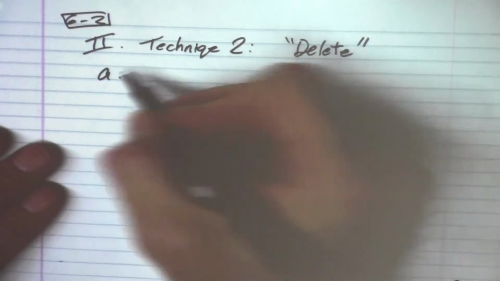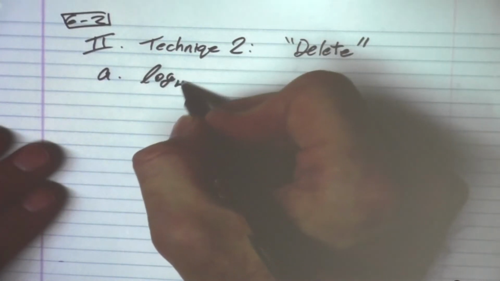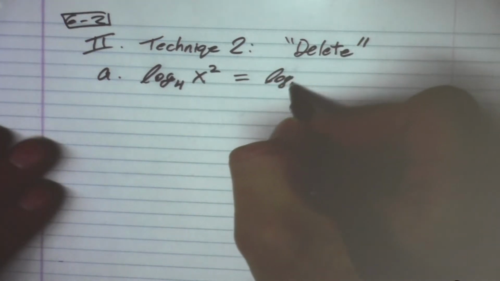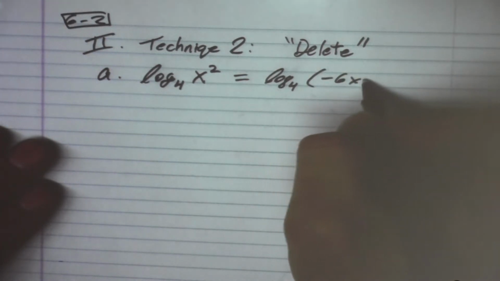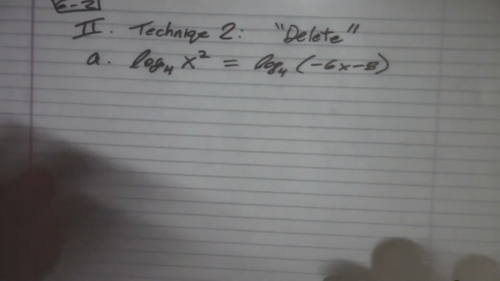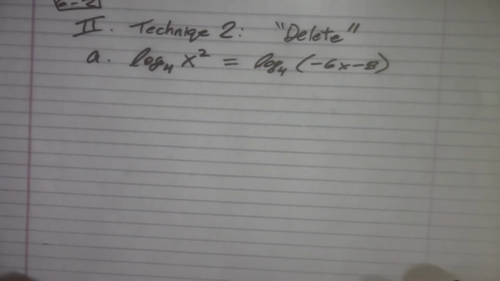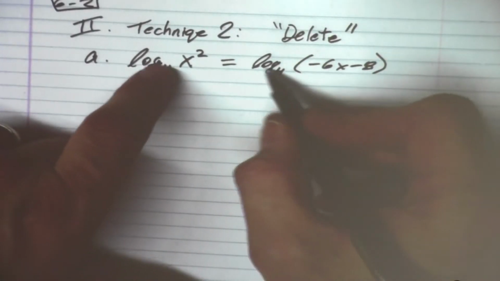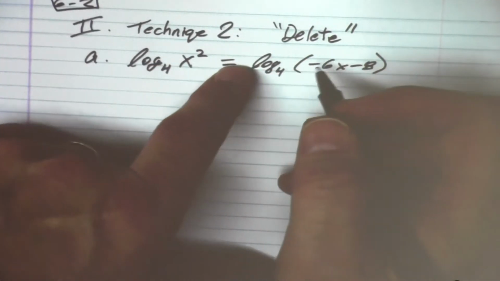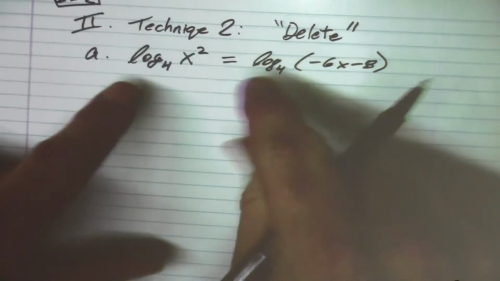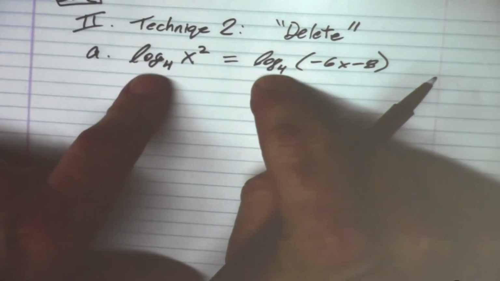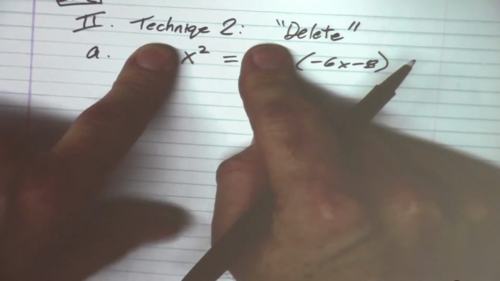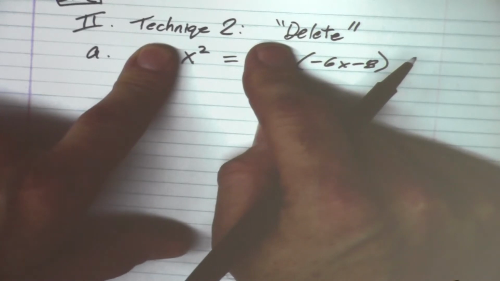Look at this example. Log base 4 of x squared equals log base 4 of negative 6x minus 8. So what we'll do now is notice something about this: it's the same here. It's an equal. That means that this side and this side are exactly equal, and these two things are exactly equal. If those two things are exactly equal, then the ones I haven't covered up are also equal to each other. And that would be very easy to solve.